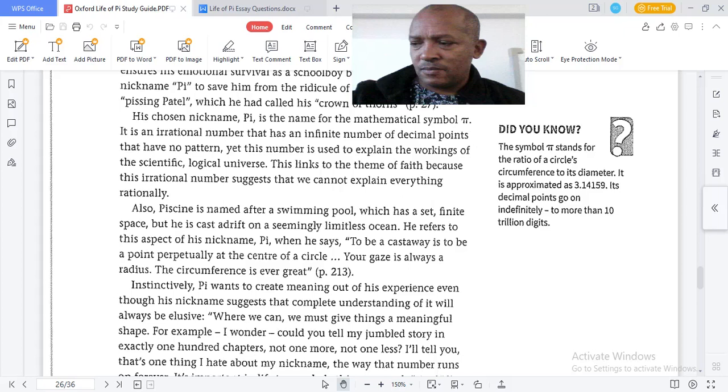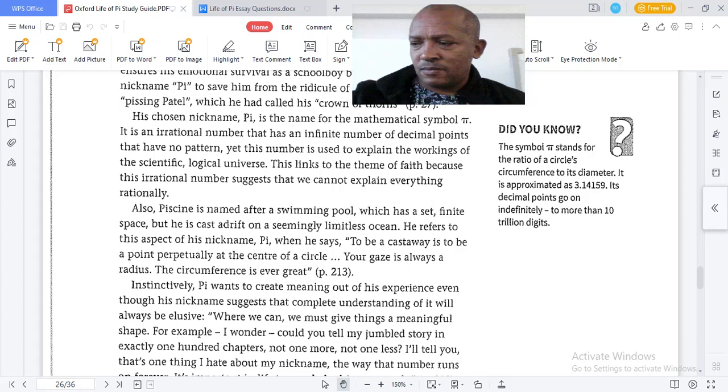Careful, I'm marking fact, not facts. And that fact can be anywhere in your essay, as long as it's on the paper and it's on the memo. There we go. So when they say discuss "To be a castaway is to be a point perpetually at the center of a circle," you're going to go crazy. You're going to see the sign. Boom. What does the sign represent? Infinity.